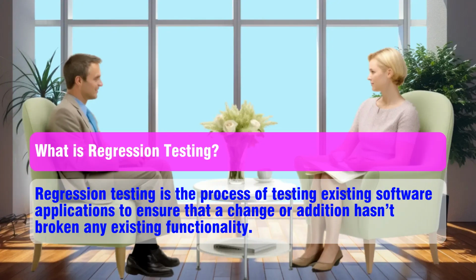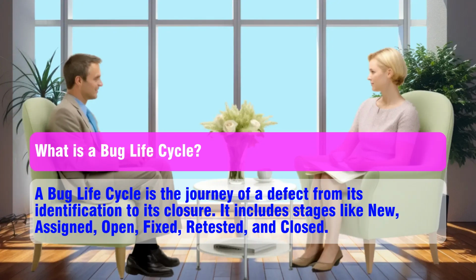What is regression testing? Regression testing is the process of testing existing software applications to ensure that a change or addition hasn't broken any existing functionality. What is a bug lifecycle? A bug lifecycle is the journey of a defect from its identification to its closure. It includes stages like new, assigned, open, fixed, retested, and closed.